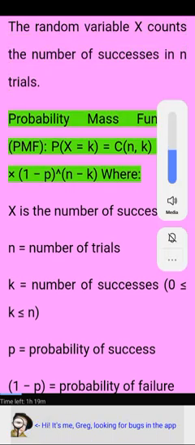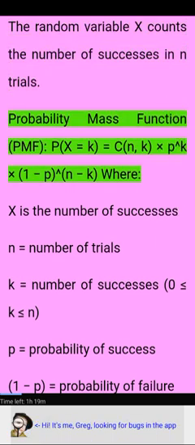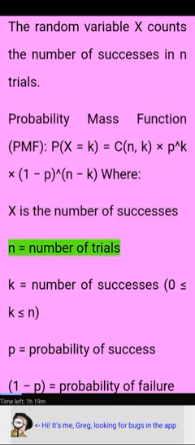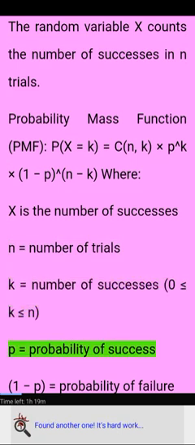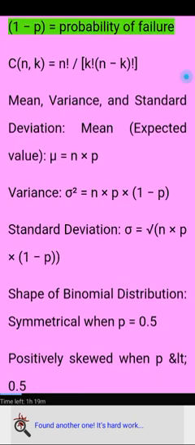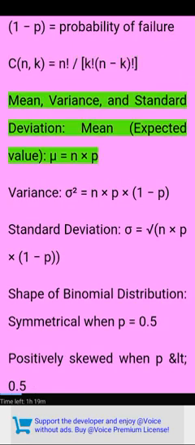Probability mass function, PMF: P(X equals k) equals C(n, k) times p to the power k times (1 minus p) to the power (n minus k), where X is the number of successes, n equals the number of trials, k equals the number of successes, with 0 less than or equal to k less than or equal to n, p equals the probability of success, and 1 minus p equals the probability of failure. C(n, k) equals n factorial over k factorial times (n minus k) factorial.